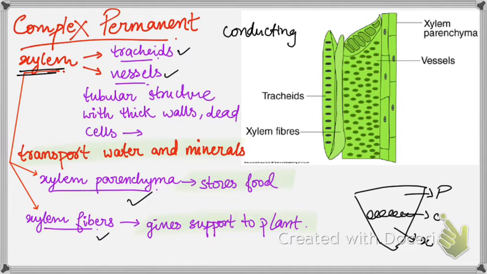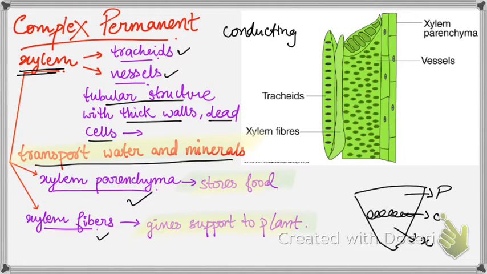The tracheids and vessels are tubular structures with thick cell walls, and they are dead cells. They transport water and minerals vertically and horizontally in a plant. Xylem parenchyma stores food in the plant, and xylem fibers provide mechanical support to the plant.